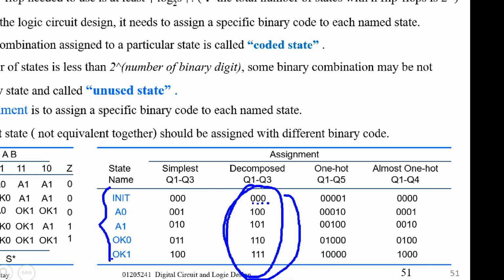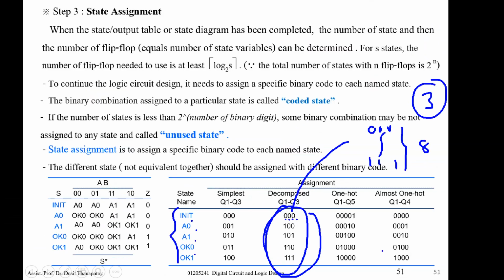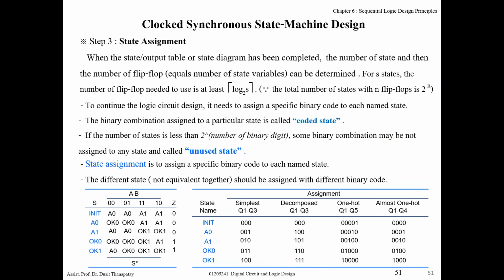But 3 bits can represent 0, 0, 0 to 1, 1, 1, right? There are 8 possible patterns, but you use only 5. That means there are 3 binary codes that you don't use. This is called unused states.